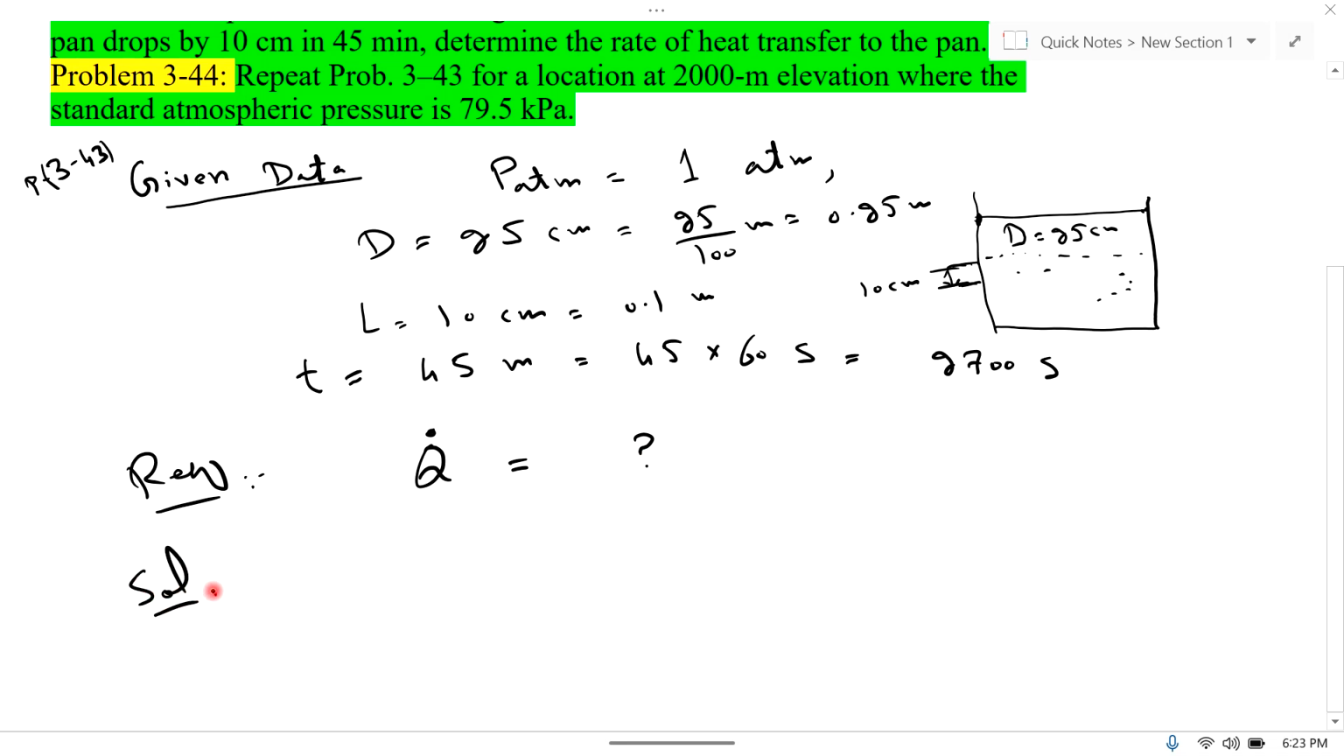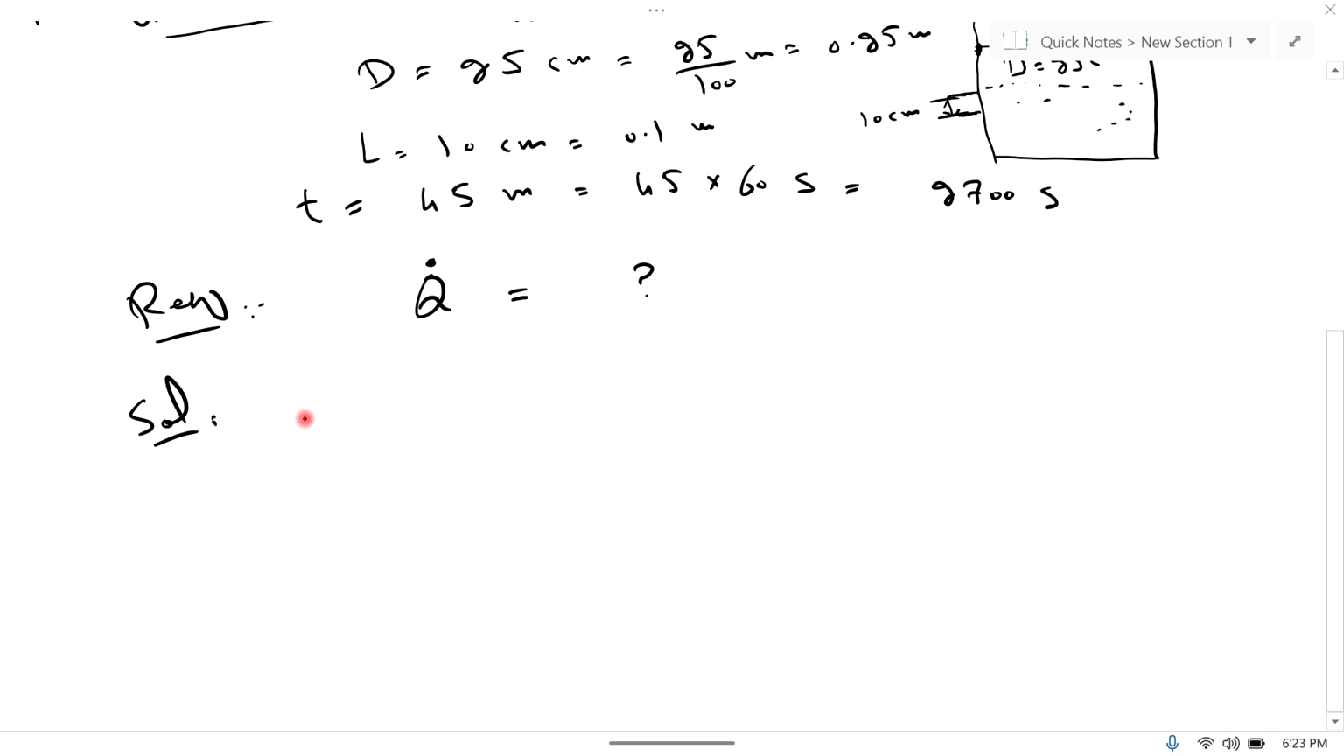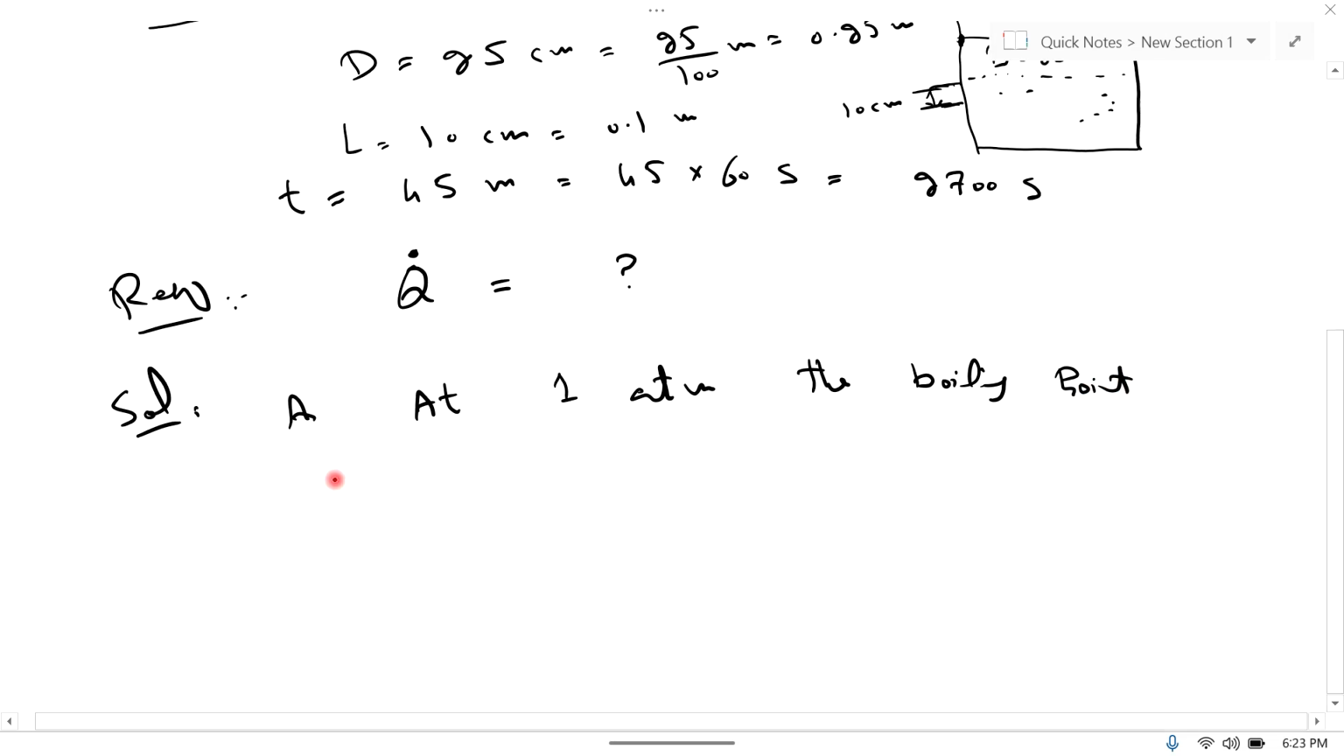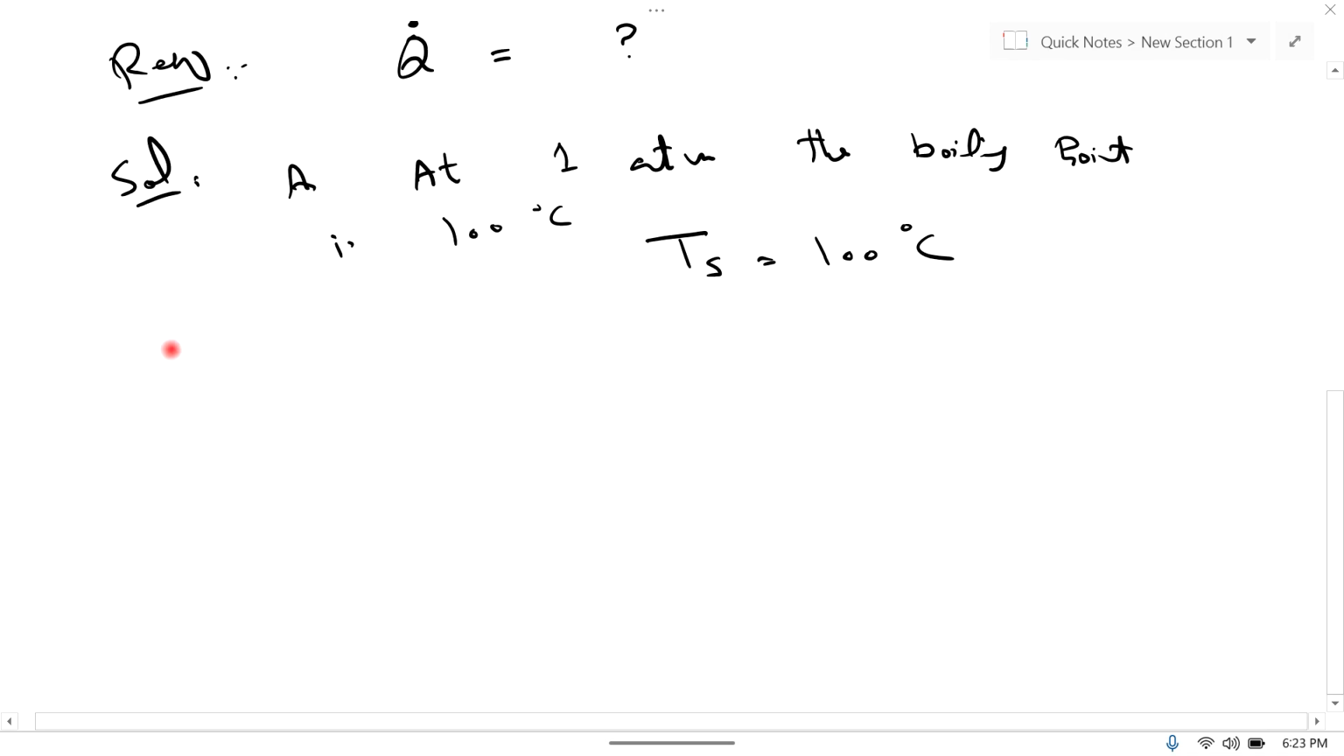In the solution, we know that at 1 atm the boiling point is 100 degrees centigrade. It is clear that at 1 atm the saturation temperature, or the boiling point of water, is 100 degrees centigrade. So Ts is equal to 100 degrees centigrade, and we have to find Q dot.